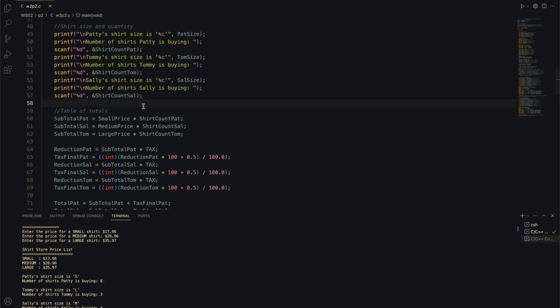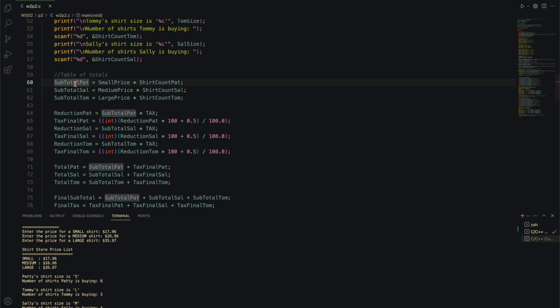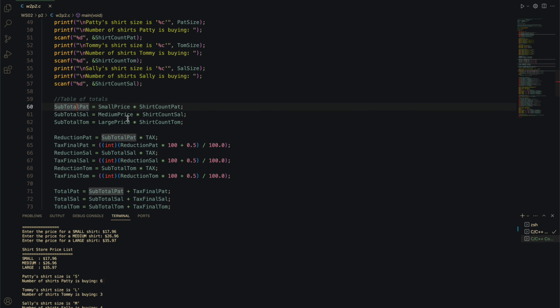Now to the challenging part. So now we are calculating. We're doing some calculations in this area. So we're grabbing the price for the shirt and the quantity, and we're just multiplying that and grabbing the amount for that. All right, this is what this part is doing.